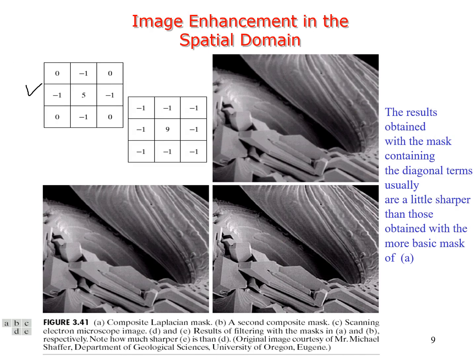So this is the mask which I told you. After adding f of xy, you will get 5 at the center. If you see, the sum of all coefficients is not equal to 0. Why? Because you are adding the original image to the sharpened image. Similarly, the second mask had 8 at the center, right? So if you add f of xy to that, you will get 9 here.